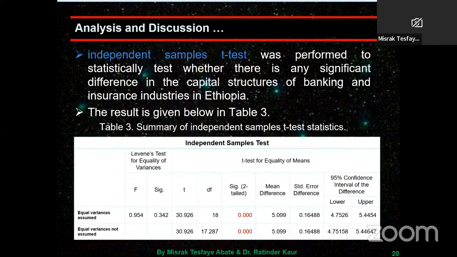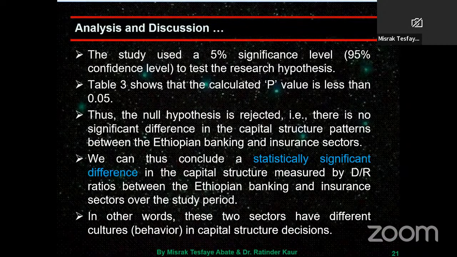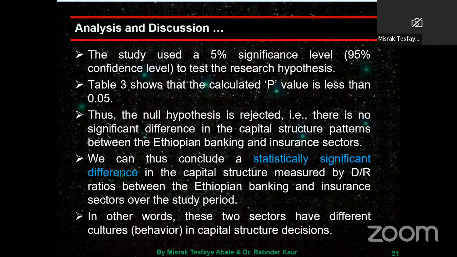Coming to the comparison, I used an independent samples t-test to statistically test whether there is any significant difference in the capital structures of the banking and insurance industries in the country. And the result is shown in table 3. The p-value is very close to 0. So the study used a 5% significance level to test the research hypothesis. And table 3 showed that the calculated p-value is less than 0.05, which is significant.